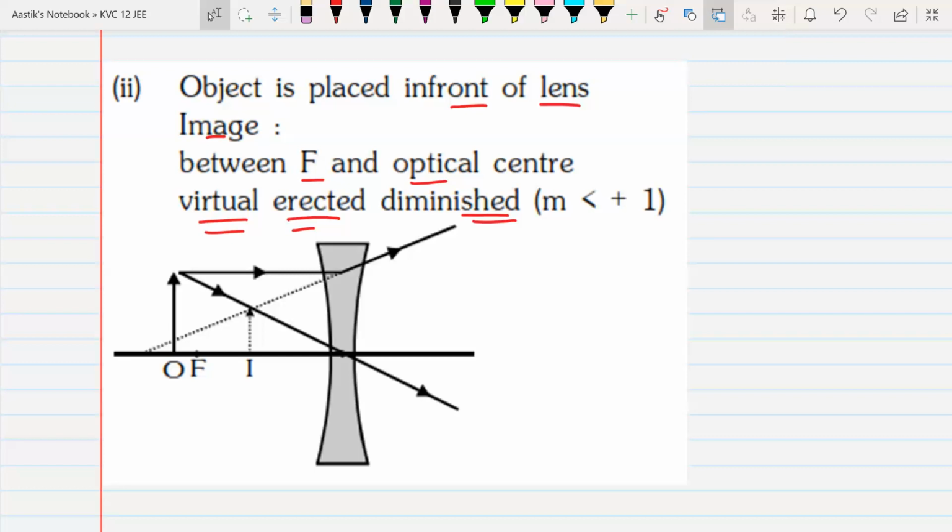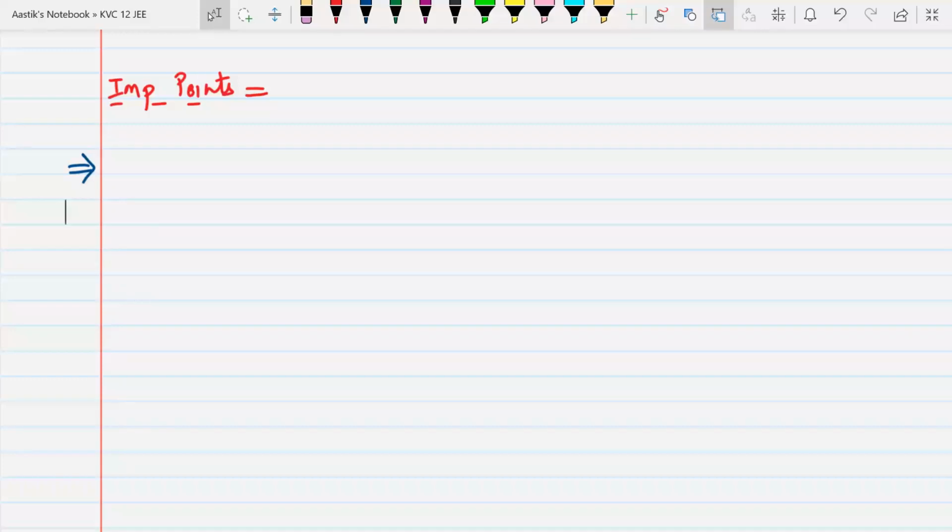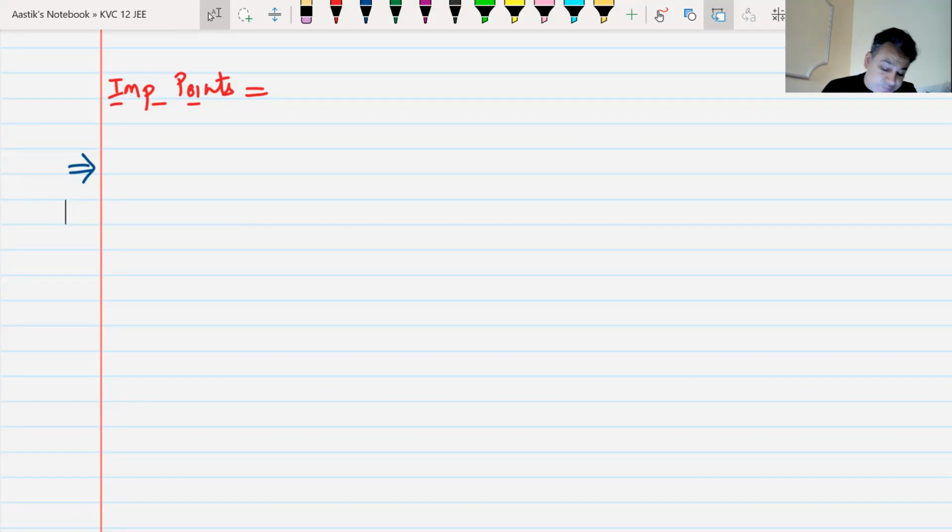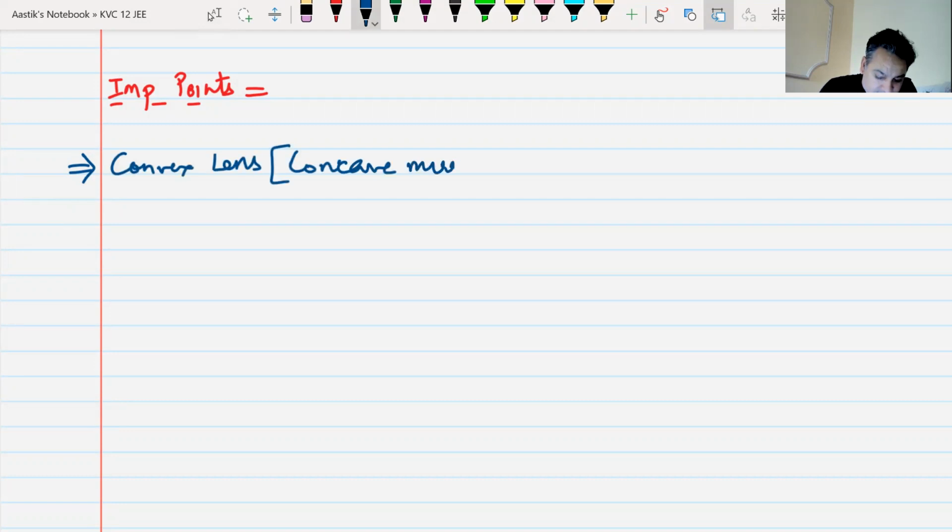Okay, shall we move ahead then? We are going to write some important points. And again, this is a revision of what we had done in the mirrors as well. You can write point number 1, a convex lens. And in bracket, you can also write whatever is true for a convex lens is true for a concave mirror as well on similar lines.